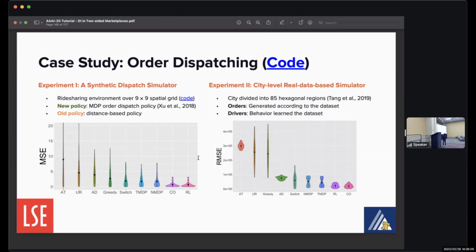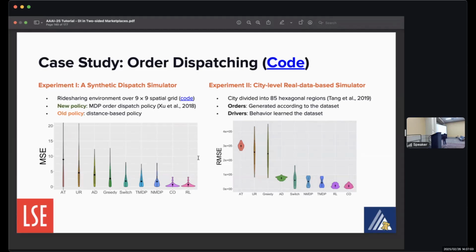we use a very simple dispatch simulator. This is basically a simple ride-sharing environment over a nine-by-nine spatial grid. This is also used in the paper by Xu et al. In this environment, the target policy corresponds to the MDP order dispatch policy, and the old policy corresponds to the distance-based policy. Okay?